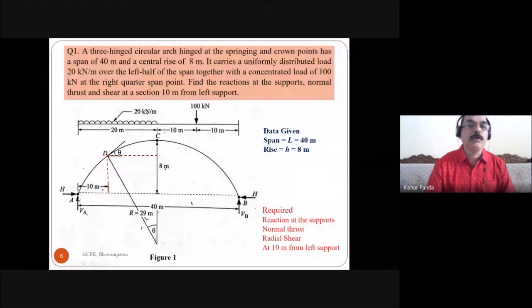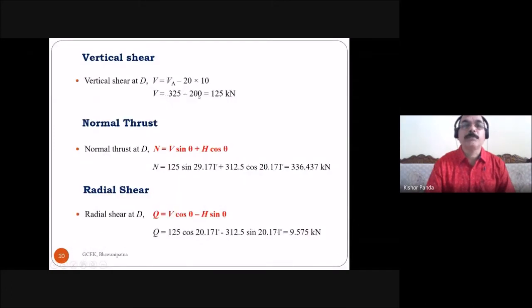Because this is one vertical force and this is the UDL. This is the UDL present just on the left side of the point D. So this UDL load is 20 into 10, and this is the vertical reaction VA. So what is the vertical shear at the point D? The vertical shear at D is equal to VA minus 20 into 10. This is the upward direction and this is the downward force. So V is equal to 325 minus 200, which is equal to 125 kilonewton.